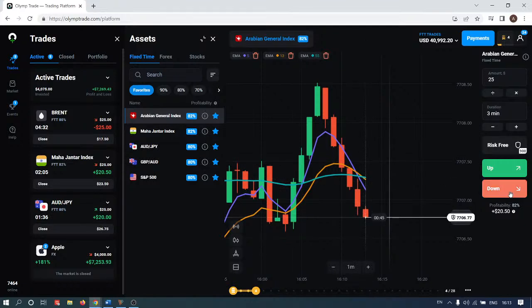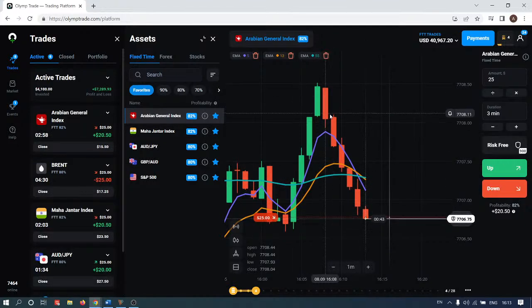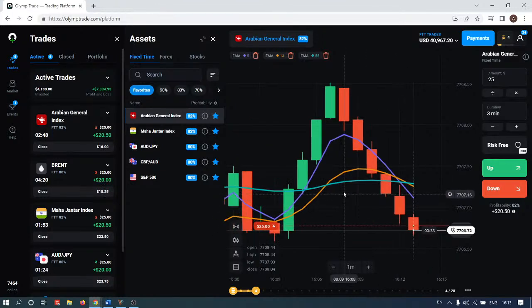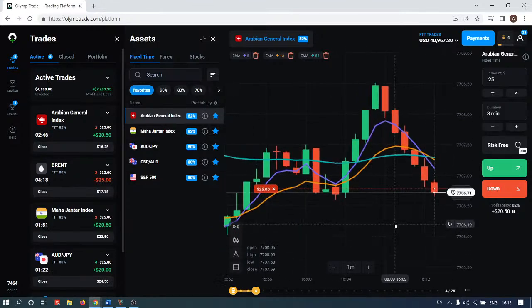Wow, I was a little bit late with this trade. This trade should have been opened on the previous candlesticks, not on this one, but on this one. But anyway, it's not too late.